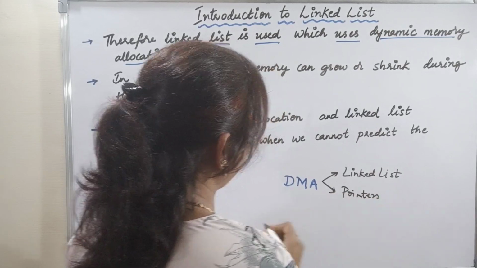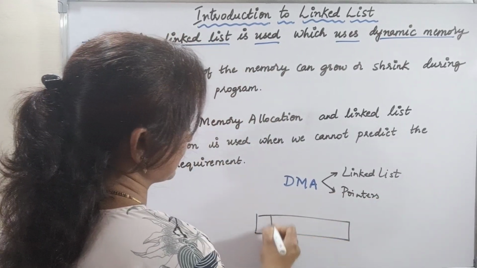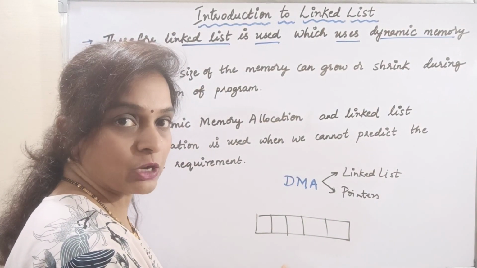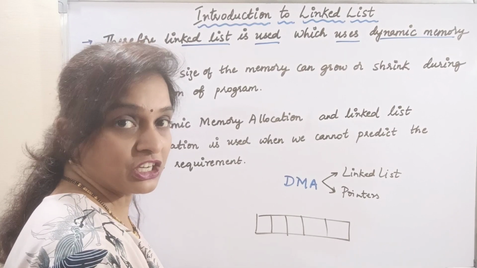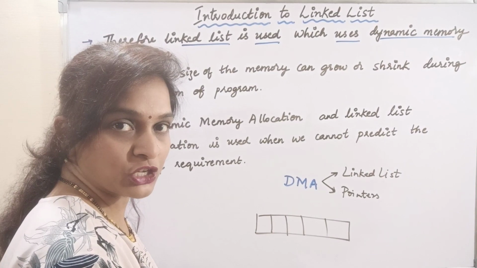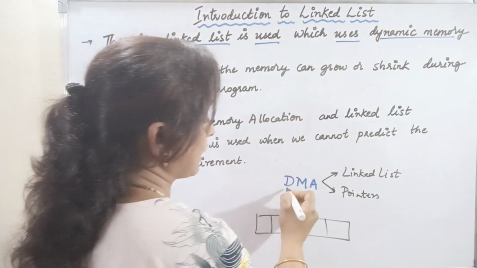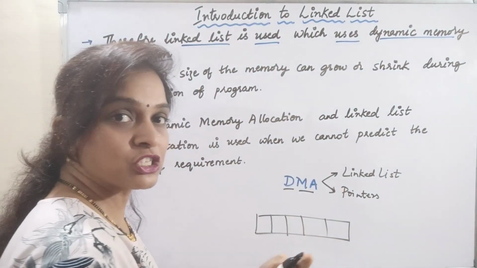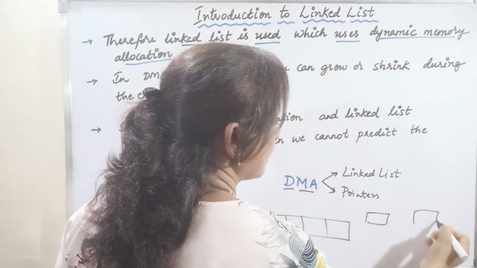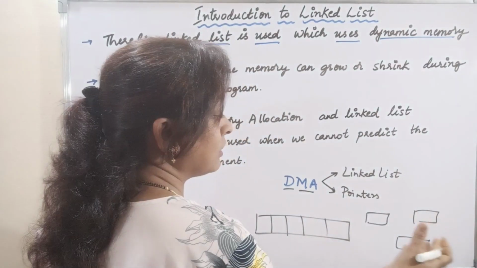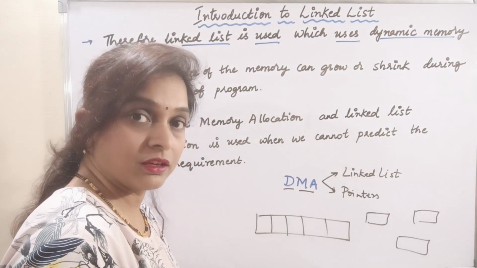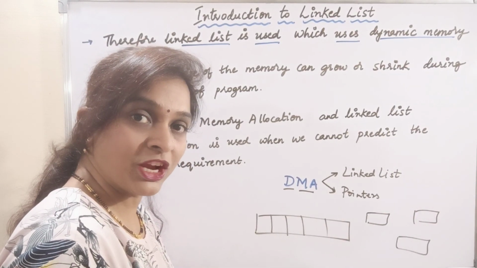See, in arrays what happens? Memory is allocated continuously. Static allocation, fixed allocation, memory is continuous. Consecutive memory allocations we get. But when I go with dynamic memory allocation, the memory is not continuous. The memory is randomly allocated. Allocated randomly means wherever free memory it is going to get, that free memory it is going to fetch.